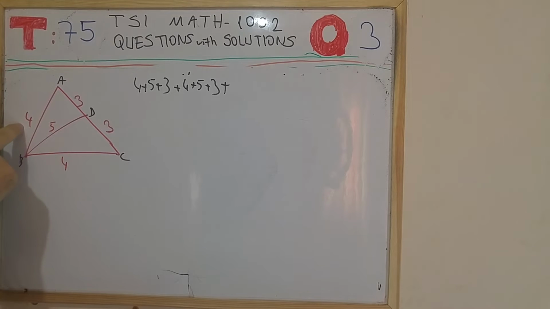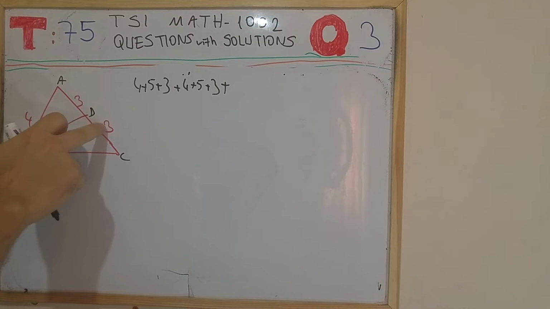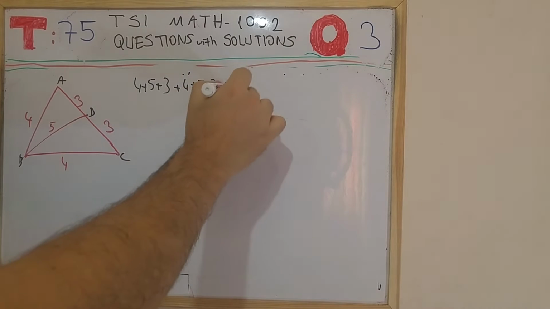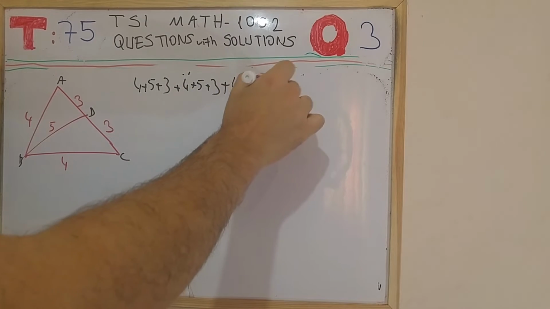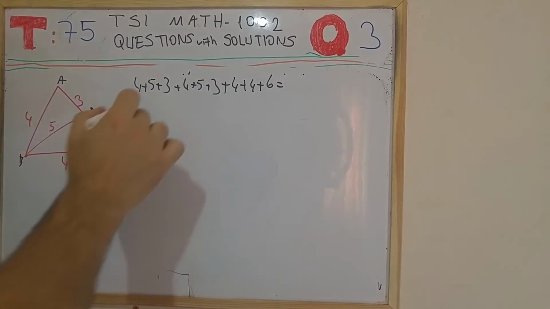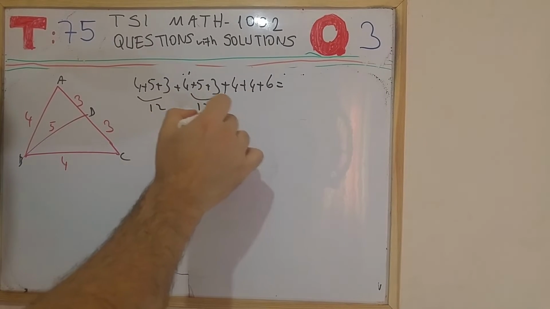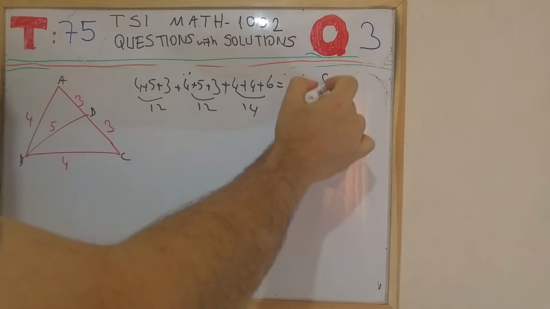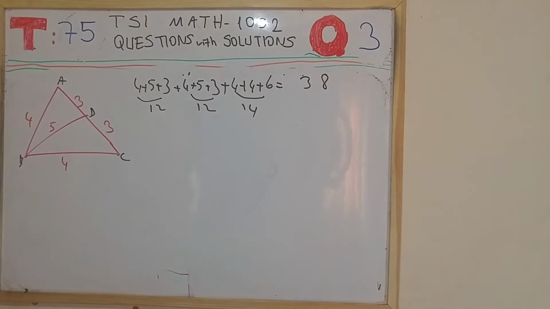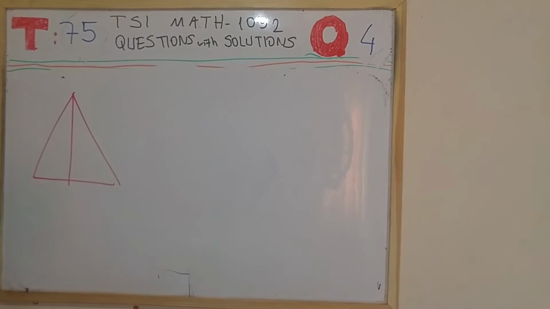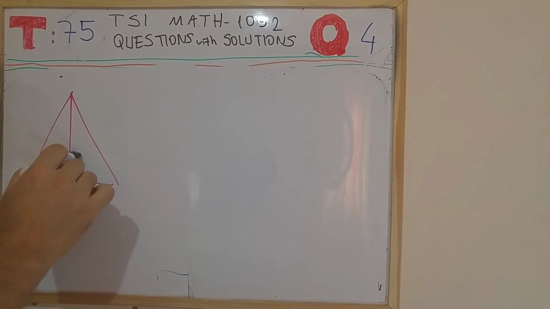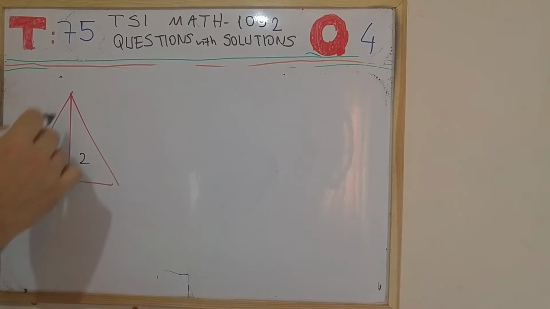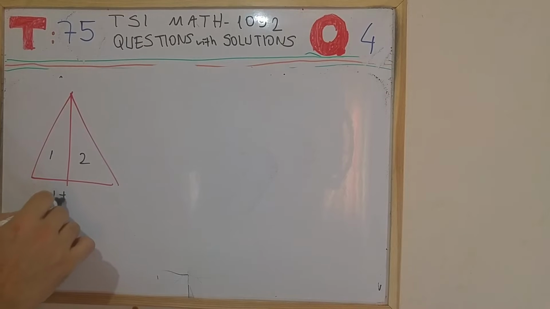What we have there is 4, 4, and 3 plus 3, which is 6. 4, 4, and 6. That is equal to, this is 12, this is another 12, and this is 14, and this makes 38. We have this triangle, we have the second triangle, and we have the big triangle that 1 and 2 come together. So we have 3 triangles here.